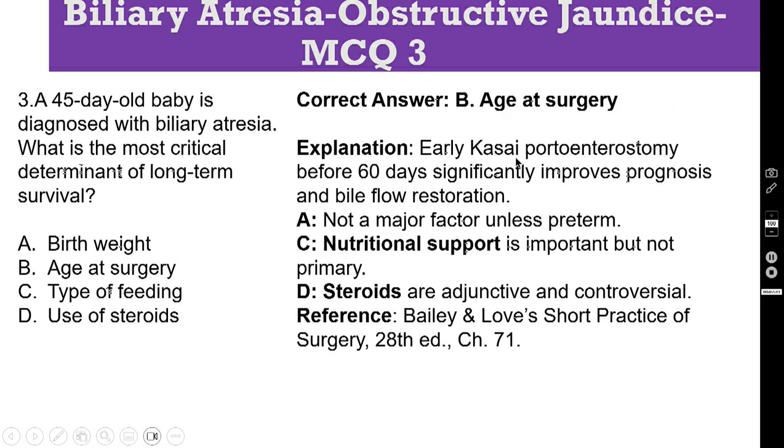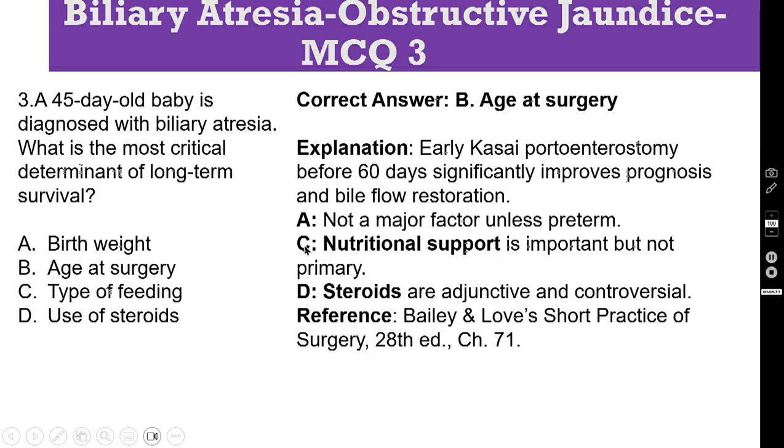Age at surgery. Because early Kasai's portoenterostomy before 60 days significantly improves prognosis and bile flow restoration. If you are delaying it beyond this 60 days time, the microbiliary tubules will get fibrous and be irreversibly damaged. We cannot restore the bile flow. That is why the baby must be operated before 60 days if you want a very good prognosis.